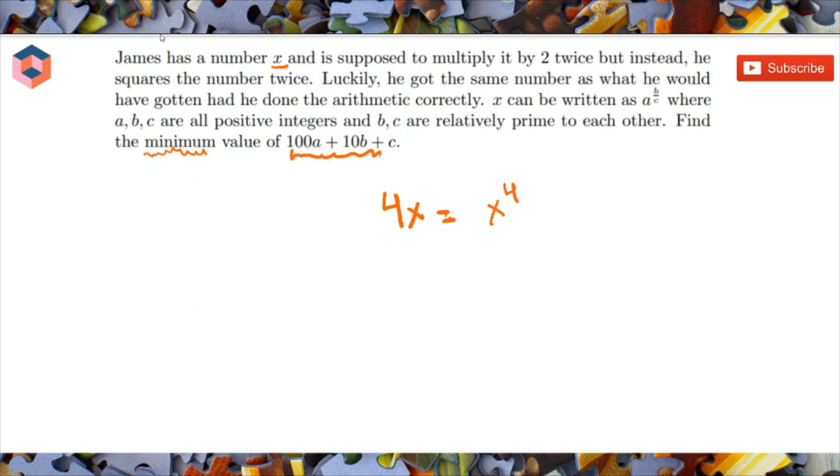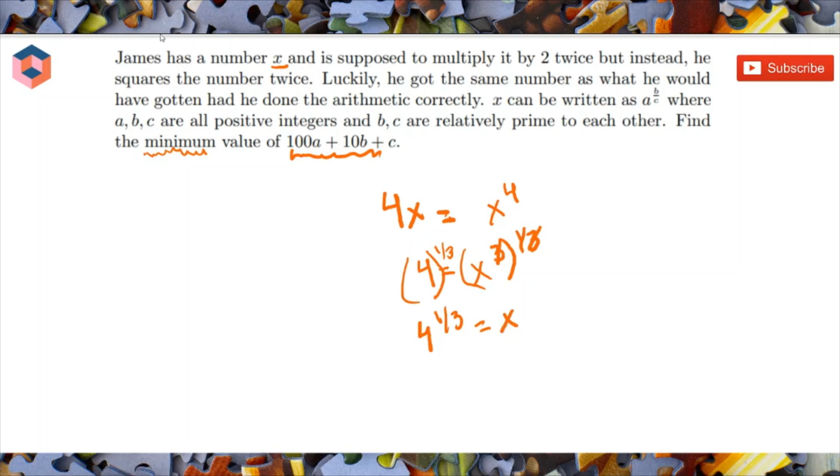We know that x is not equal to 0, so we can divide by x on both sides to get 4 equals x cubed. Now we can take the third root of both sides to get 4 to the power of 1/3. Notice how I did that. I took both sides to the power of 1/3, and whatever I'm doing to one side I have to do to the other side. The 3 and the 1/3 cancel out here, and we're left with 4 to the power of 1/3 equals x.